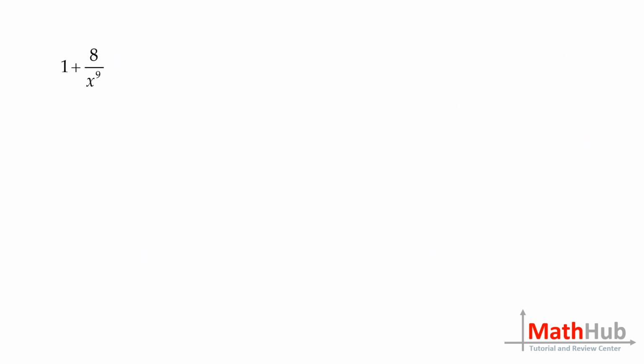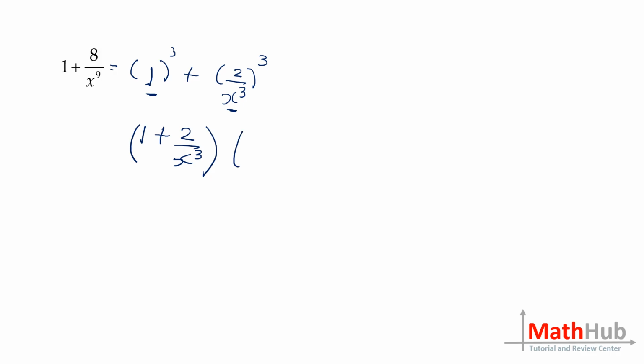1 plus 8 over x to the 9. So write it first since we already know that it is an SOTC, cube of something plus cube of something. 1 is the cube of itself, 1. 8 over x to the 9, what will I write inside? This is the cube of 2 over x cubed. So we now just get these two terms inside our parentheses. We're left with 1 plus 2 over x cubed.